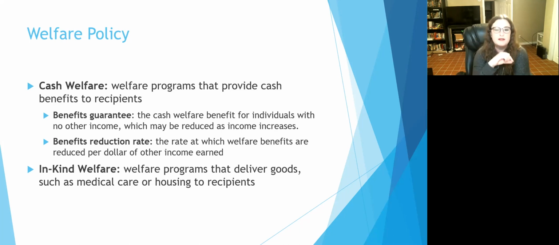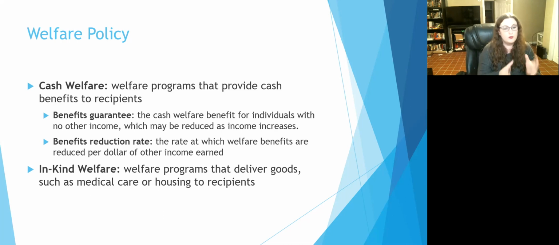The next one is benefit reduction rates. The rate at which that decreases, that's going to be the benefit reduction rate. So if it's $100 for each $1,000 you make, or if it's 30% of your benefits for each additional 15% in income that you make. These are the rates at which welfare benefits are reduced per dollar of income earned. Okay, so those are cash welfares. The more money you make, the less cash welfare programs you get.